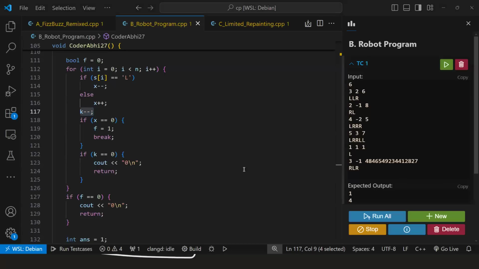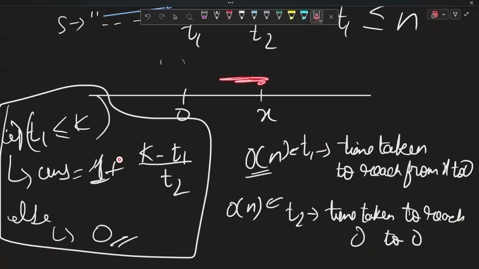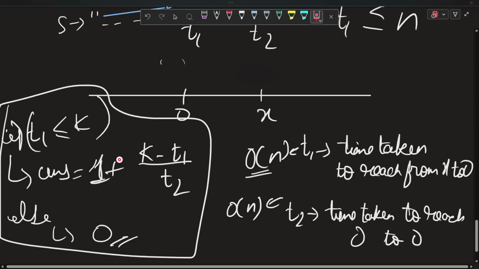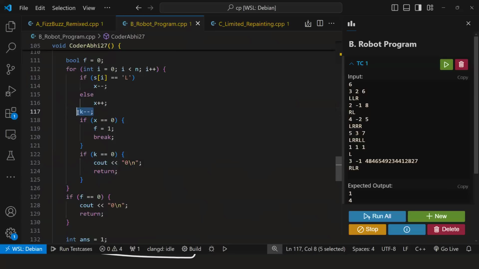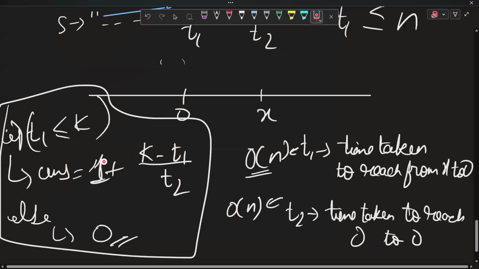When k is becoming 0, then my answer is 0 directly. If k is becoming 0, that means I started from here, and after k seconds I'm at some point and I have not reached 0 even once. If this loop gets executed k times, k would become 0. So even after running k instructions, if I never encounter x equal to 0, then after k seconds I never encountered a 0. So my answer is 0. How many times did I reach 0? It's 0.